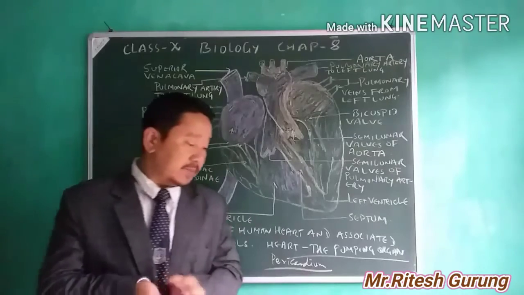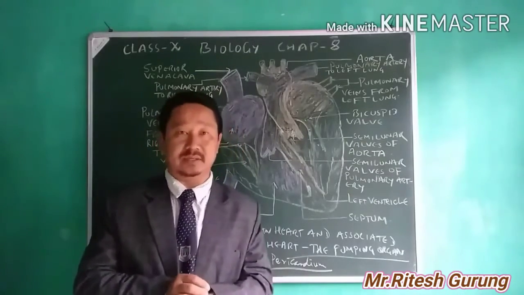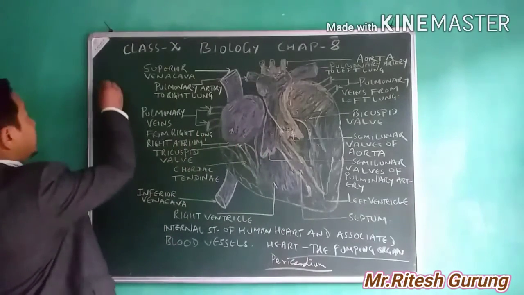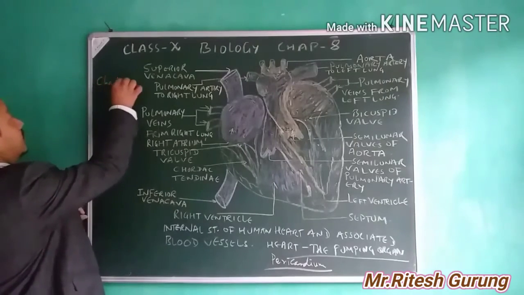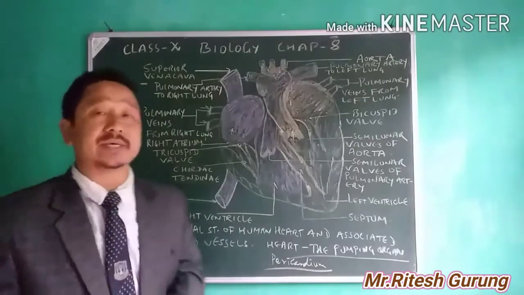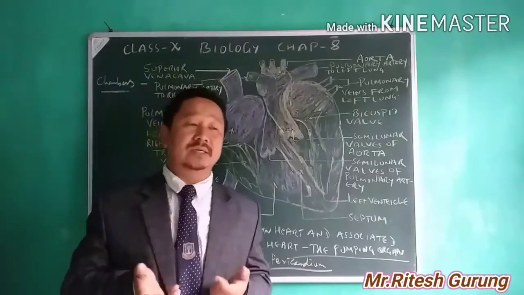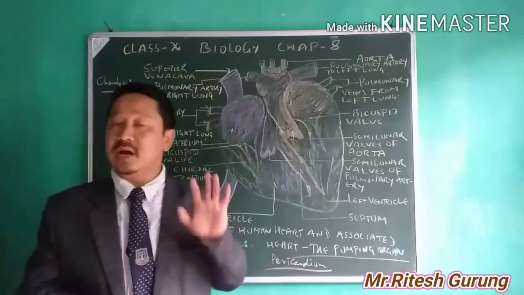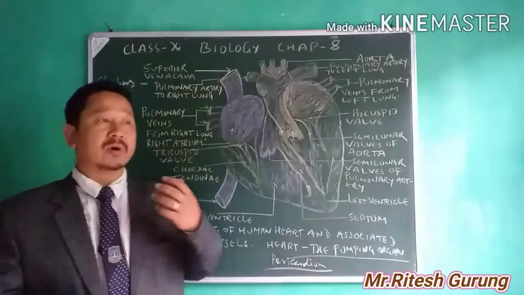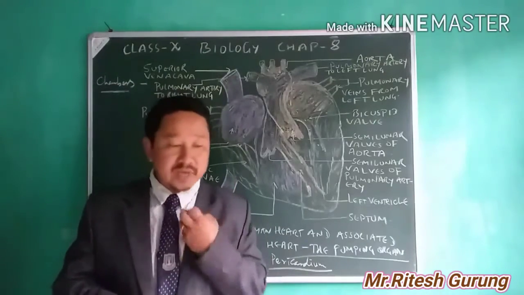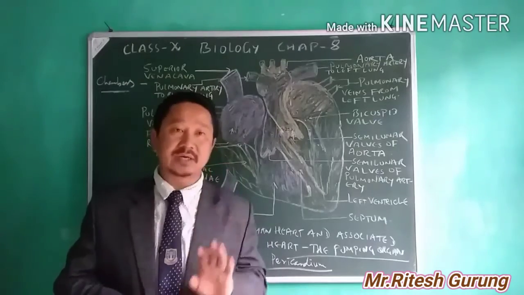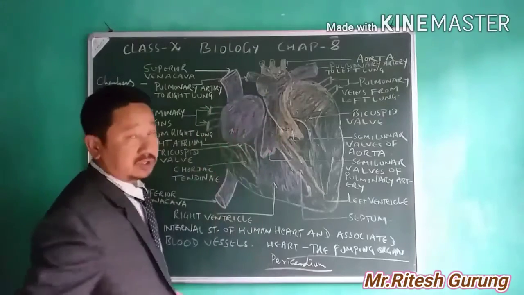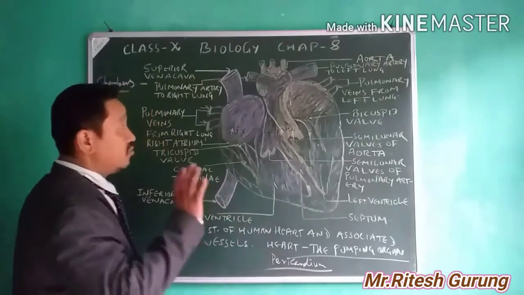Now we'll see the chambers of the heart. I'll just write out here, chambers. The human heart is a four-chambered heart. Human heart here means all mammalian hearts. All mammals have a four-chambered heart, and we are members of the mammals. So our heart is a four-chambered heart, where you find four chambers, as you see in the diagram already drawn on the board.